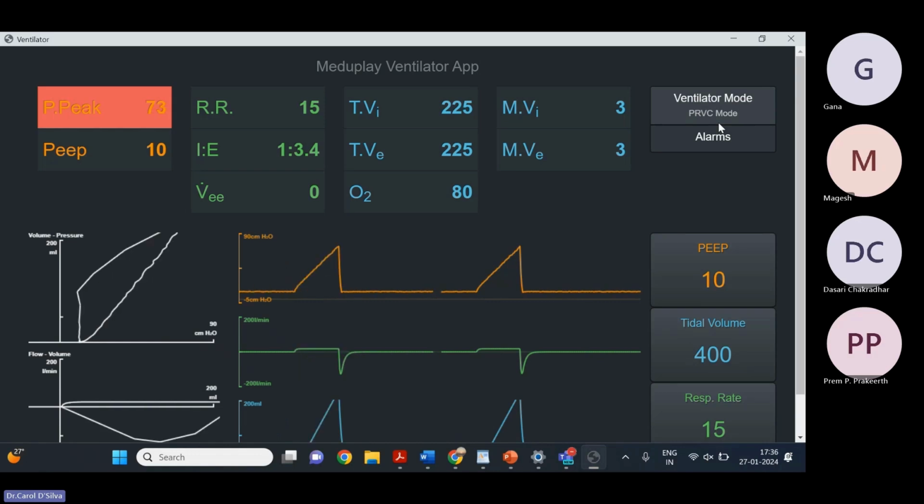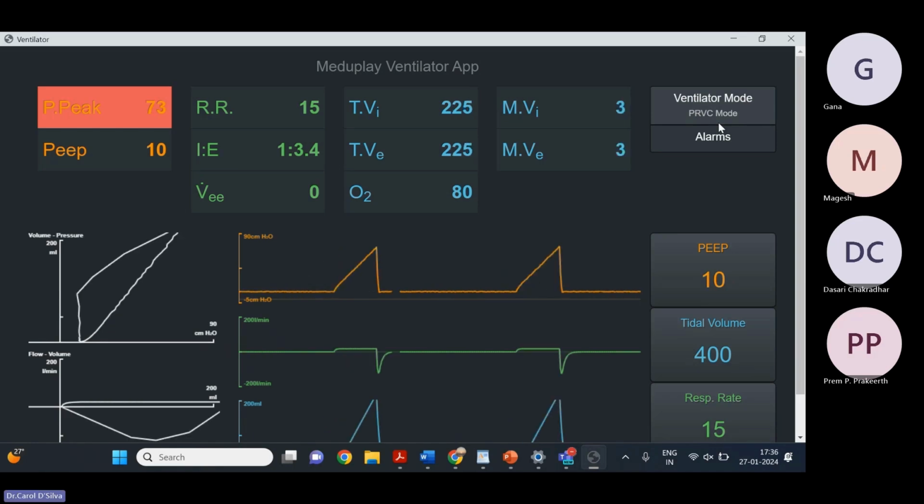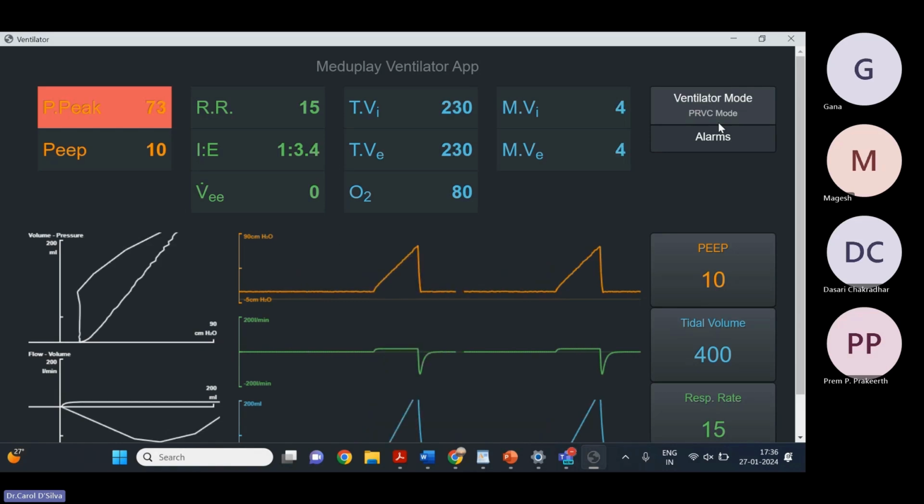So did you see in pressure control when I reduced the compliance, how the tidal volume went all the way from 400 to 100? Do you want that to happen to your patient? You want to give a stable minute ventilation, yeah? So that's one of the limitations, that if there are large changes in the compliance, you will not be able to give a stable minute ventilation with pressure control. So the PRVC gives you the best of both worlds. It gives you the stability of pressure control.